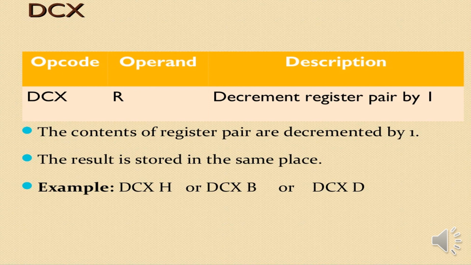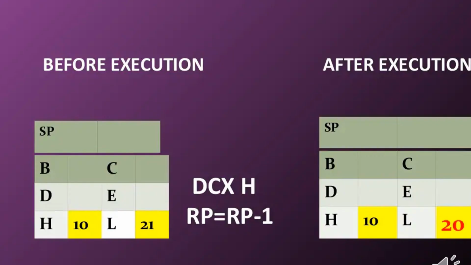Decrement: DCX H, DCX B, DCX D. In this way, before the execution of DCX H, the HL register pair loads 1021. So RP equals RP minus 1. So 1021 minus 1 is 1020. The HL register pair loads the new value 1020 after the execution of DCX H.